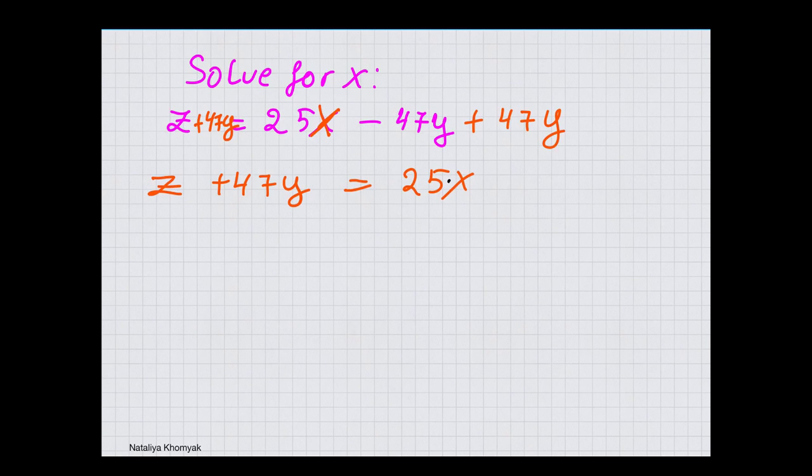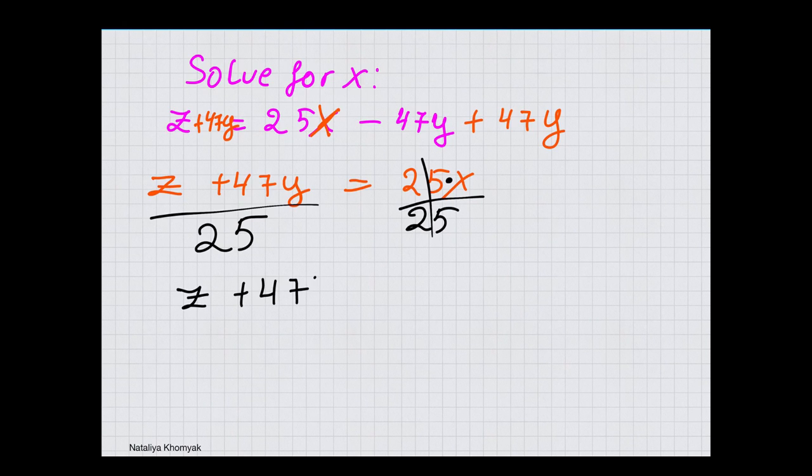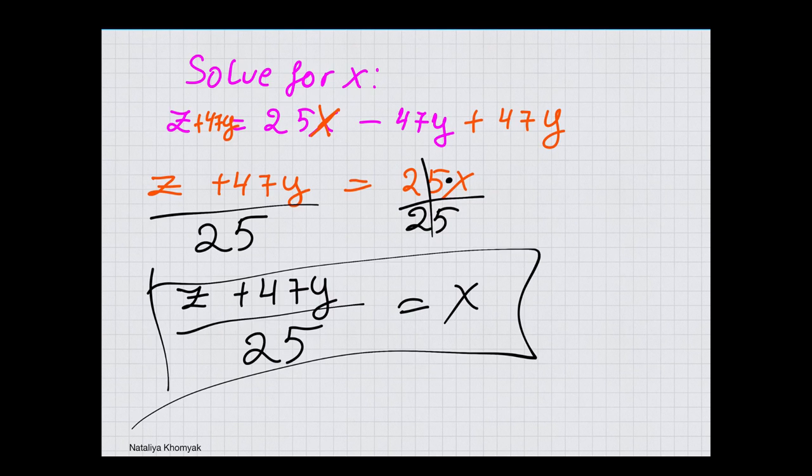Now we have z plus 47y equals 25x. x is being multiplied by 25. The opposite would be to divide by 25. Whatever you do to one side of the equal sign, you want to do to the other side. This cancels into 1, and we have z plus 47y out of 25 equals x. And this is our solution. You can also write it as x equals z plus 47y out of 25.